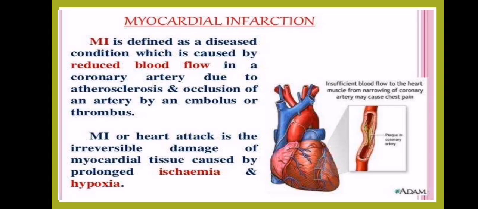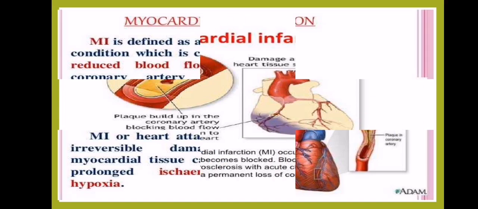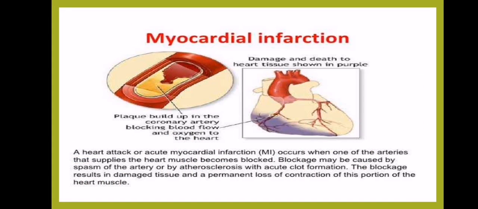The third one is myocardial infarction. Myocardial infarction is generally known as the heart attack, which is caused by the reduced blood flow in the coronary artery due to atherosclerosis, or it may be due to an embolus or thrombus, which means the formation of plaques. Myocardial infarction, or the acute heart attack, results when one of the arteries supplying the blood to the heart muscles becomes blocked. Blockage can be due to atherosclerosis or due to clot formation. It results in permanent tissue damage.